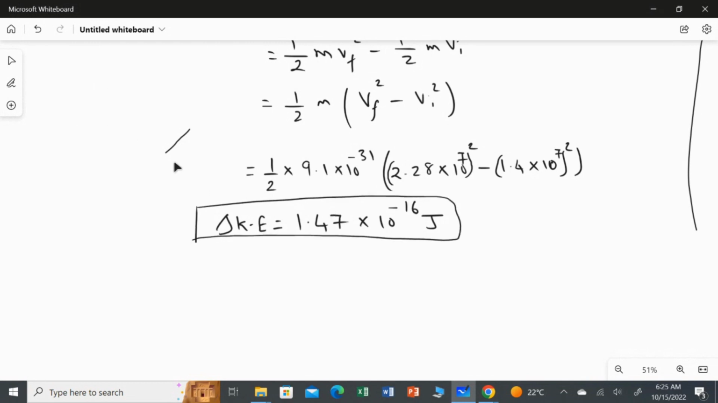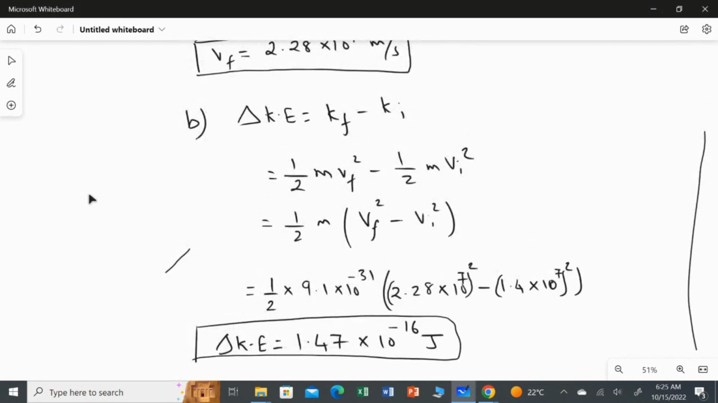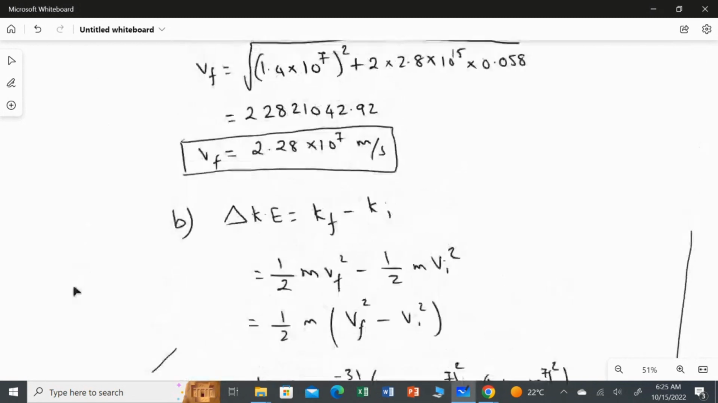So in this question we have two subdivisions. In the first part we found the value of the final speed, and in the second part we found the value of the change in kinetic energy. So this is the procedure for how to solve. Okay.